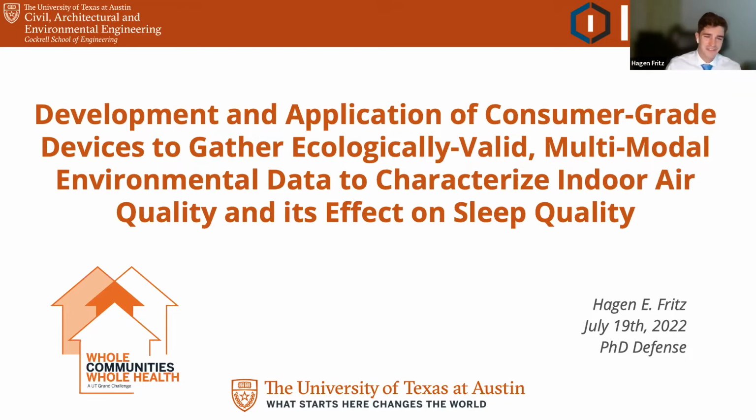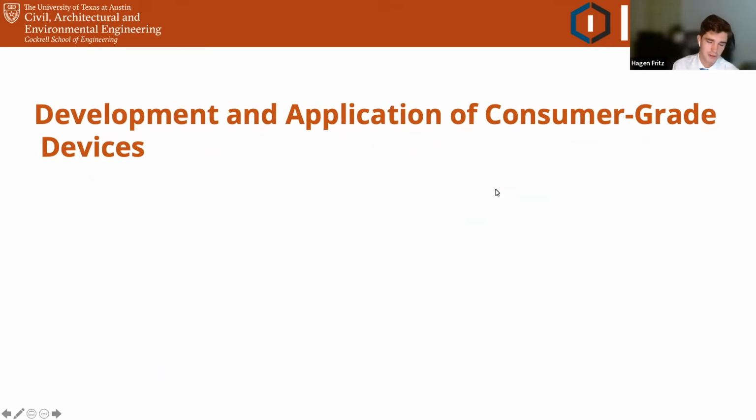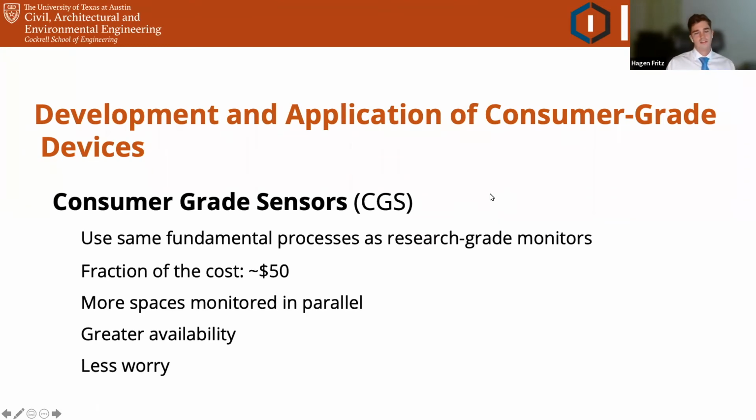I know it's quite a mouthful, so I'm going to dive into each component of the title and define the terms within it. When I say consumer-grade devices or consumer-grade sensors, these are devices that use the same fundamental processes as research grade monitors, but at a fraction of the cost. Rather than spending thousands of dollars for one sensor, you can get 100 of these consumer grade sensors for the same price. So this allows us to monitor more spaces in parallel, so we can monitor more participants, get more data, which allows us to make stronger, statistically significant conclusions.